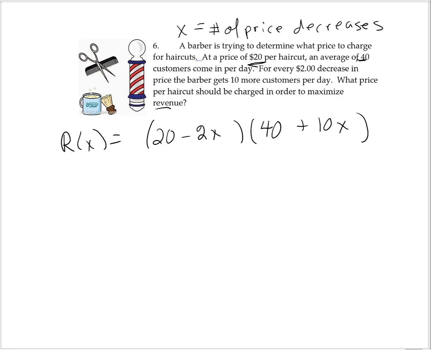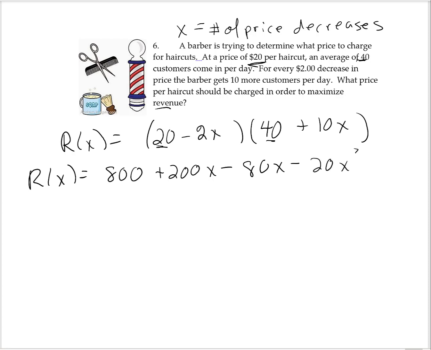Then we have to decide, what are we going to do? Are we going to do product rule? We're going to multiply. I'm going to multiply. I do think students like that way better, but I do like to show both. So I'm going to do 20 times 40, that's 800. I'll do 20 times 10x, that's 200x. I have negative 2x times 40, that's minus 80x. And then negative 2x times 10x is minus 20x squared. So we can gather that just a little. This is 800 plus 120x minus 20x squared.